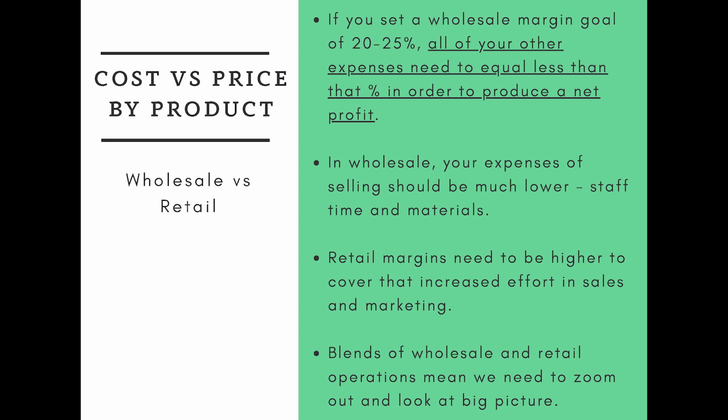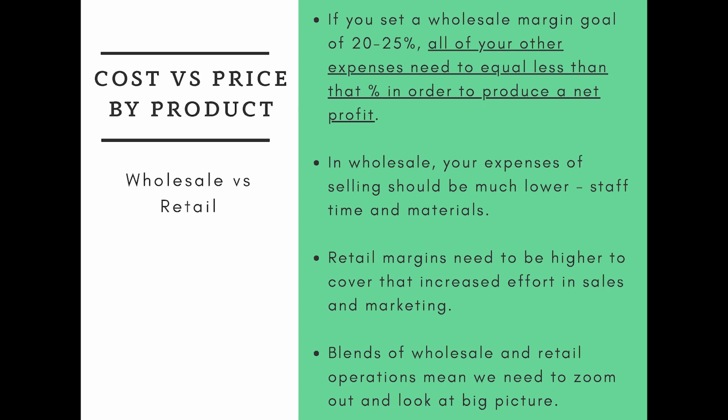Okay, so here's an example, right? If we set a wholesale margin goal, this is not the margin goal I would recommend even thinking about for direct to consumer, 20 to 25%, then what that would mean, right? If we know our gross margin goal for this thing is 25%, then that means that all of our other expenses need to equal less than that percent to produce a profit, right?